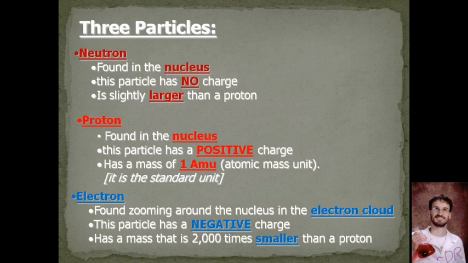These are the three parts of an atom. Protons and neutrons are in the middle. Electrons are zooming around the outside. Neutrons are neutral, protons are positive, electrons are negative. We're going to learn a lot more about these things in the coming weeks.